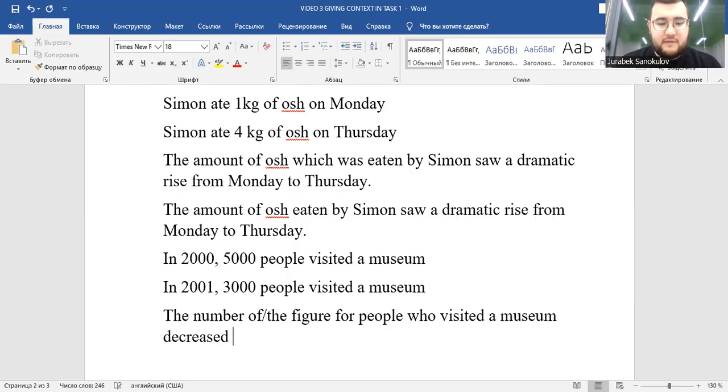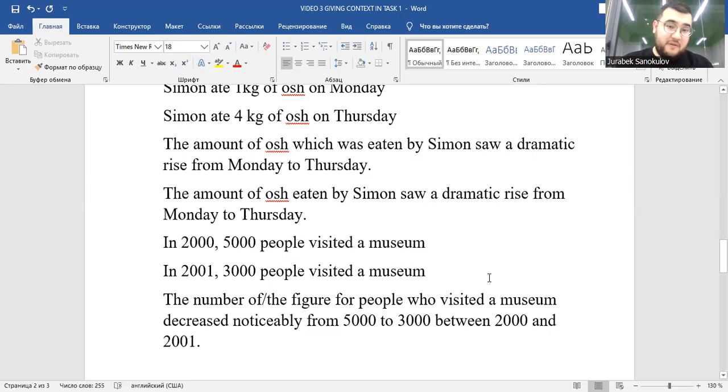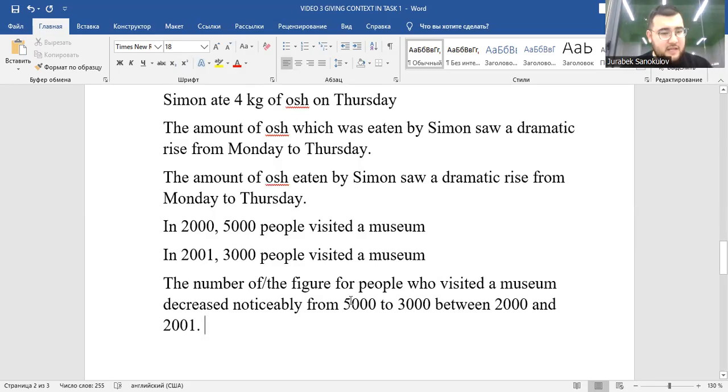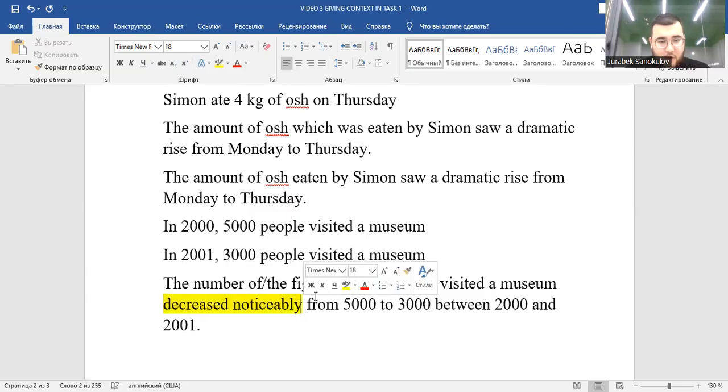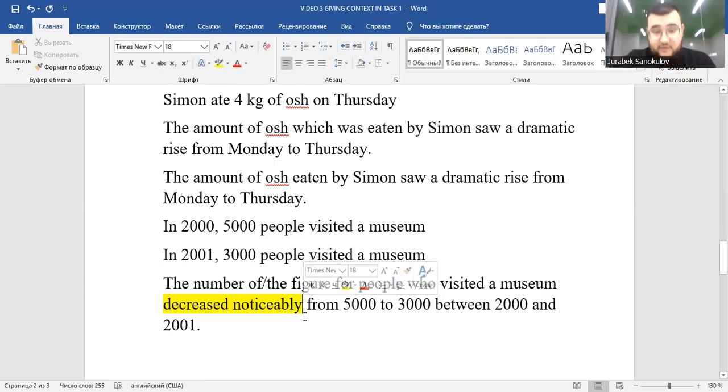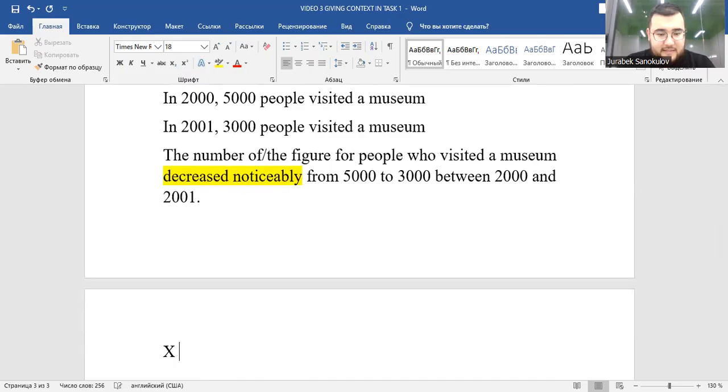Decreased noticeably from 5,000 to 3,000 between 2000 and 2001. I mean, it's a very simple way of saying this. So I used again the verb sentence structure. Decrease noticeably. Remember this: X plus verb plus adverb. I'm using this sentence structure.